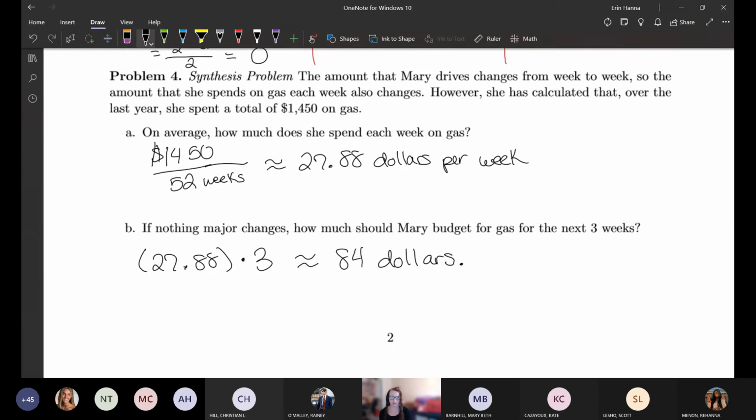So that one might seem like a kind of weird question. It doesn't look like an average rate of change, and it's kind of setting us up for something we'll see in a minute. But it is technically an average. You're essentially taking the fact that she ends at $1,450 worth of gas and she started with 0 and she goes over 52 weeks. So it is technically kind of an average rate of change. It's just phrased a lot differently.